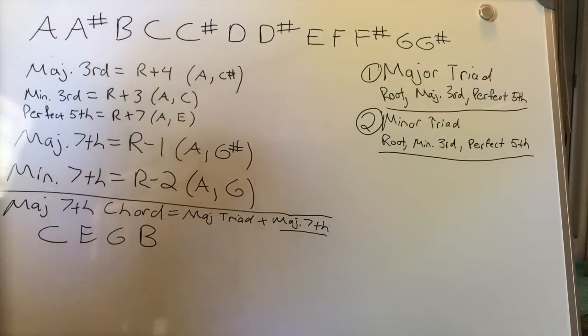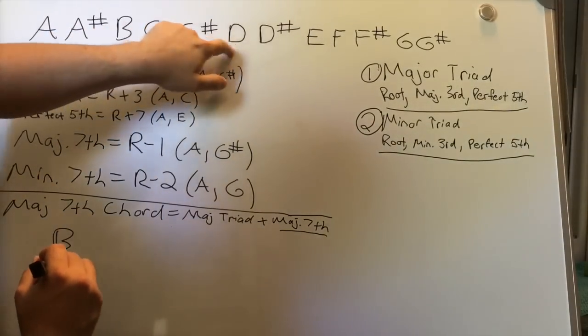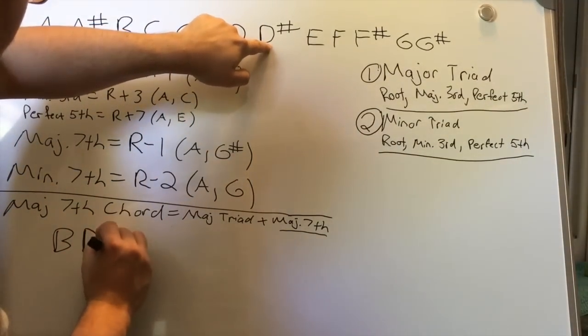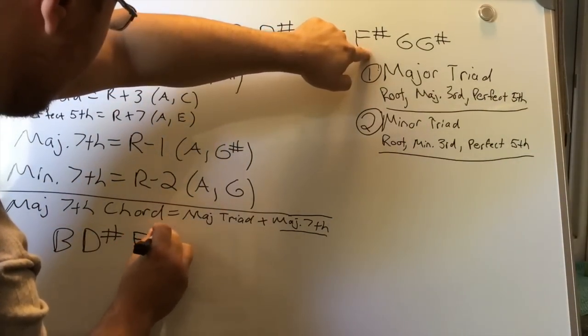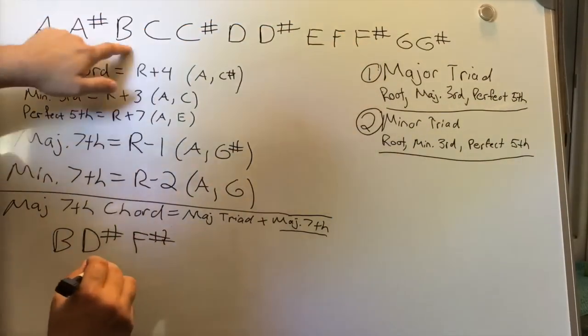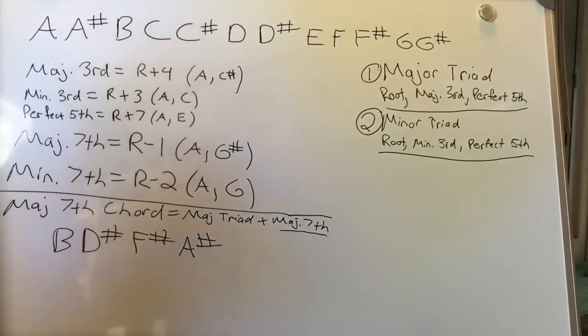So now we're going to speed it up here. I'm going to pick something a little bit more complicated. B major 7. I've got my root. 1, 2, 3, 4. I've got my major 3rd. 5, 6, 7. Perfect 5th. Back 1 was A sharp. There's my major 7th chord.